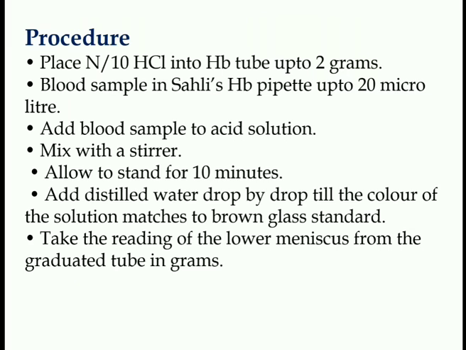Procedure: place N/10 HCl into a Hb tube up to 2 grams. Take blood sample in the Sahli's hemoglobin pipette up to 20 microliter. Then add blood sample to the acid hematin solution. Mix with stirrer. Allow to stand for 10 minutes. Add distilled water drop by drop till the color of the solution matches to the brown glass standard. Take the reading of the lower meniscus from the graduated tube.